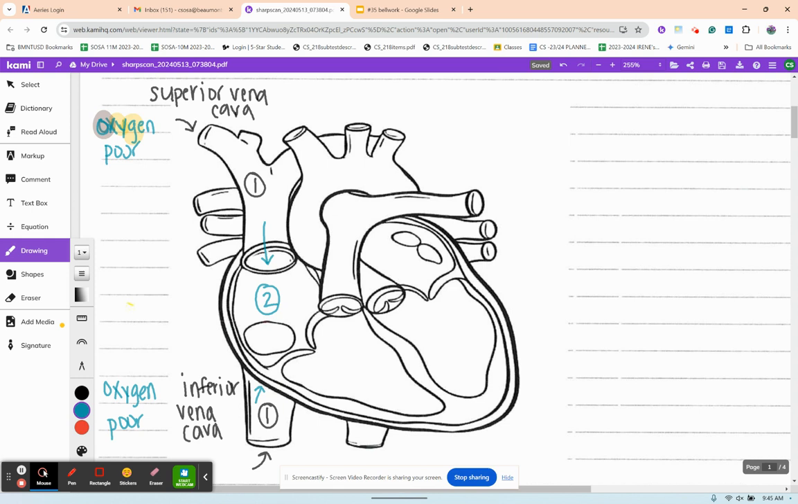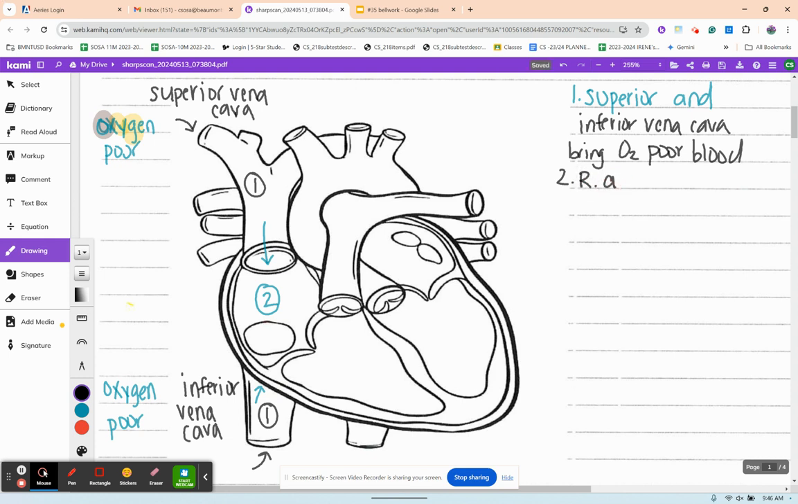All right, specifically, they first bring it into our right atrium. So number 1 brings in oxygen-poor blood. So our superior and inferior vena cava bring oxygen-poor blood to our heart, specifically to our right atrium.